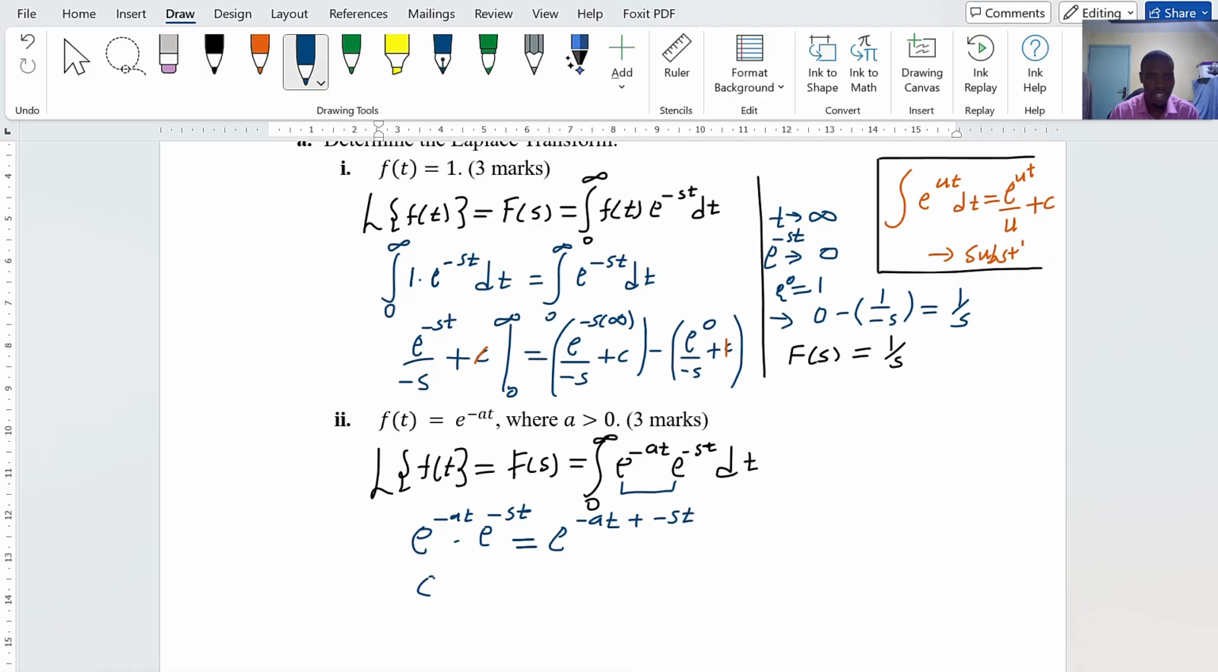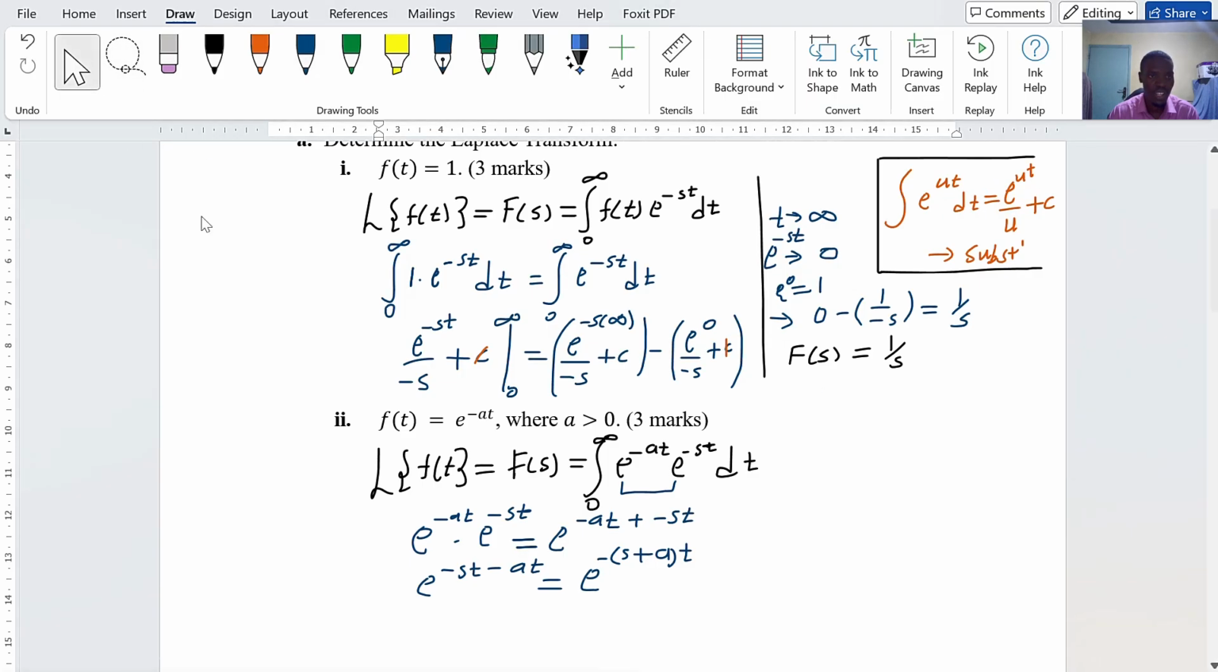So we can have e power negative st, I just alternate, then minus at. The reason is I started with this, then followed with this, because we are interested in the s here. Now when you factorize, it becomes e power negative, into bracket s plus a, then t. So the coefficient of t is negative s plus a, because we need it for following the standard integral of e here.